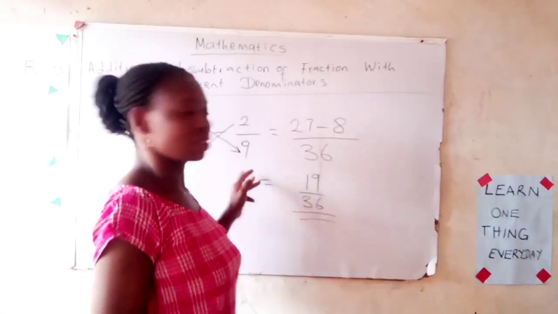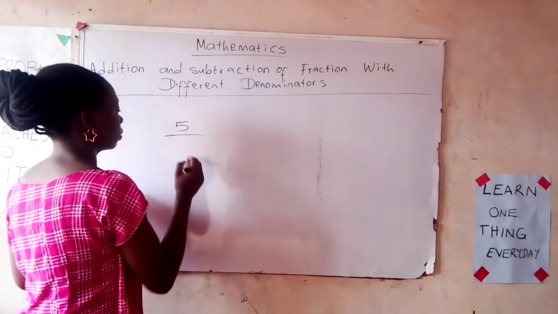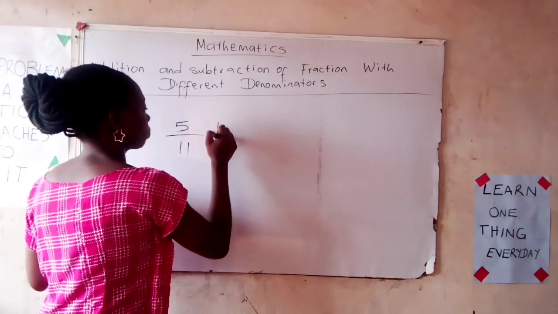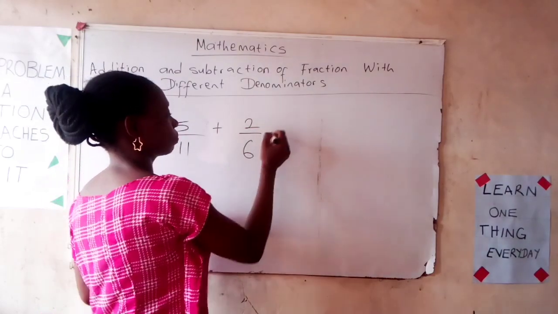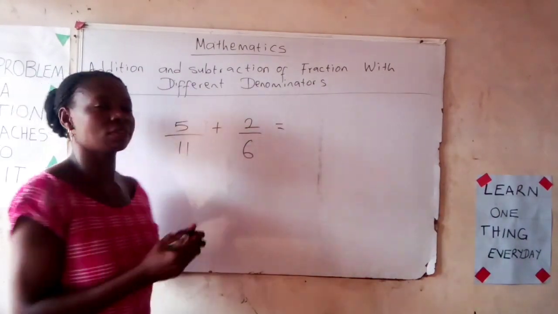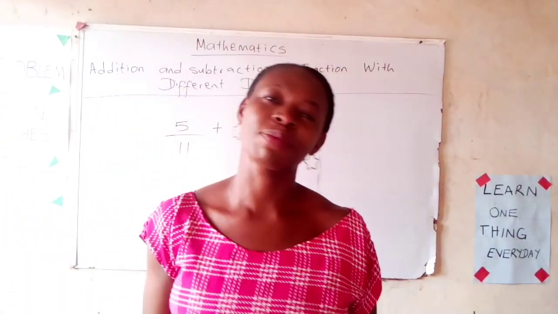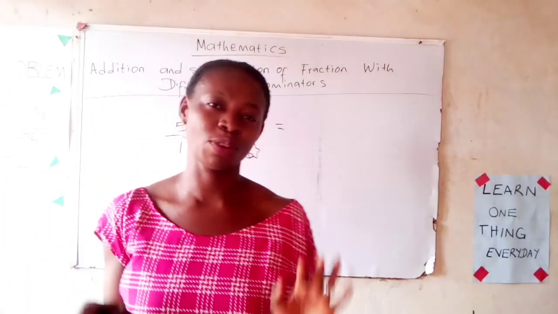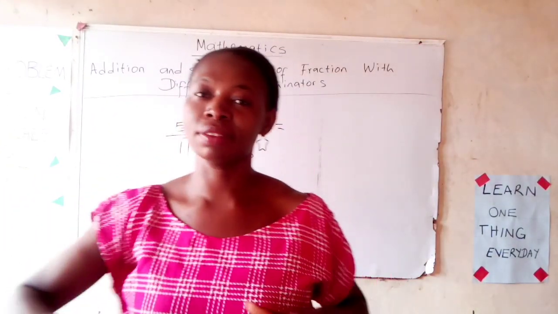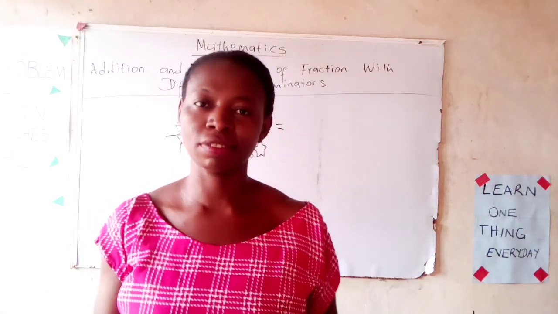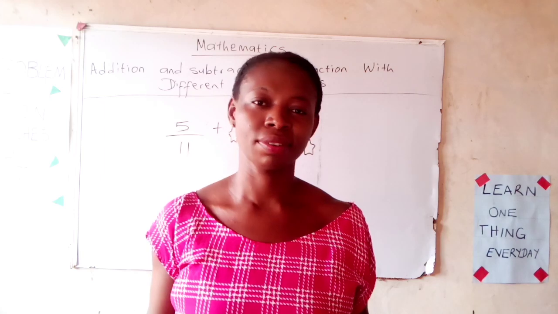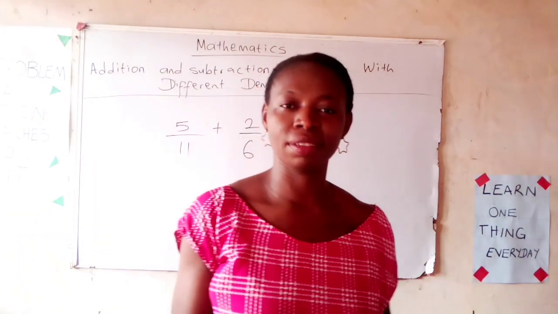Alright, do this one: 5 over 11 plus 2 over 6. Solve this. Put the answer in the comment section. Make sure you solve it. If you find any part difficult, just play back the video. You will get the process back again. It is very, very simple. So solve this and put the answer in the comment section.